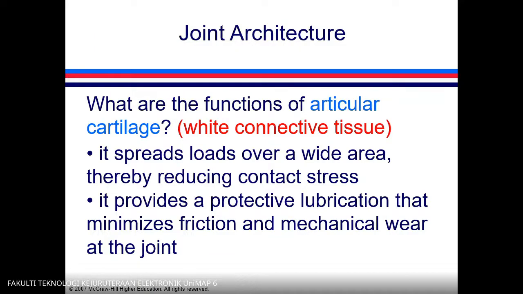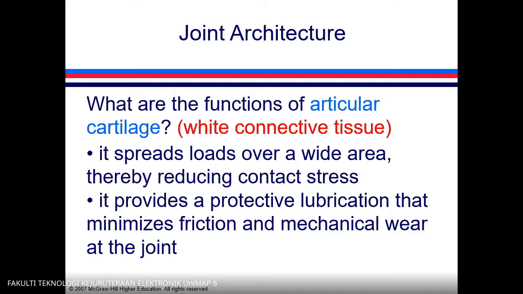What are the functions of articular cartilage? I told you just now, articular cartilage is a white connective tissue that covers the bone surface. Okay, the white tissue, when we do operations and cut our skin, we can see the white connective tissue that covers the bone. That is articular cartilage. So what is the function of articular cartilage?